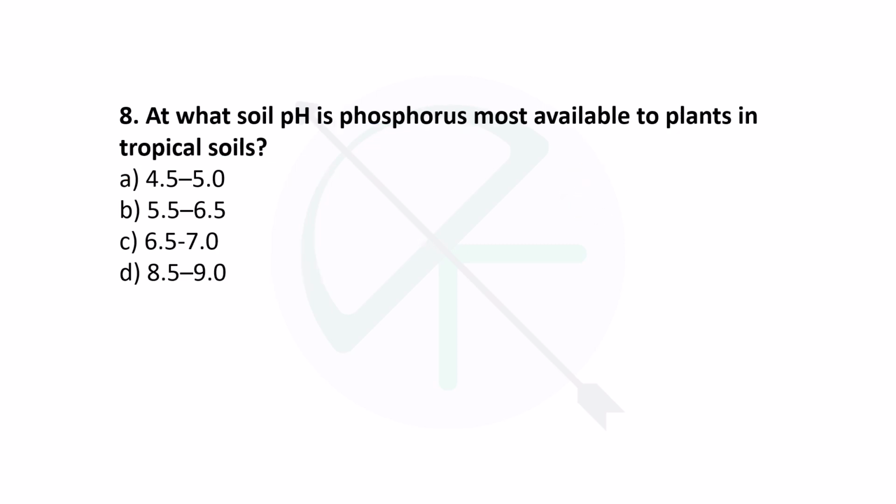Next is, at what soil pH is phosphorus most available to plants in the tropical soils? The right option here is 6.5 to 7. Remember, phosphorus availability is related to pH: 6.5 to 7.